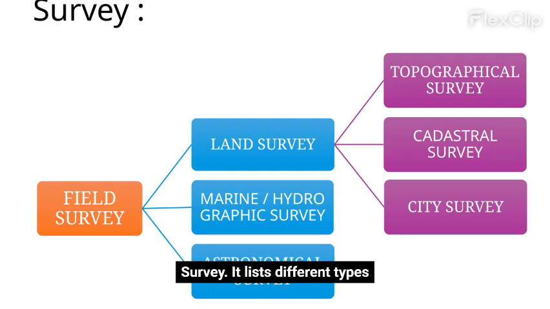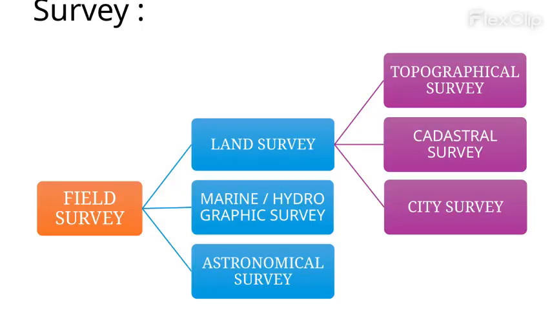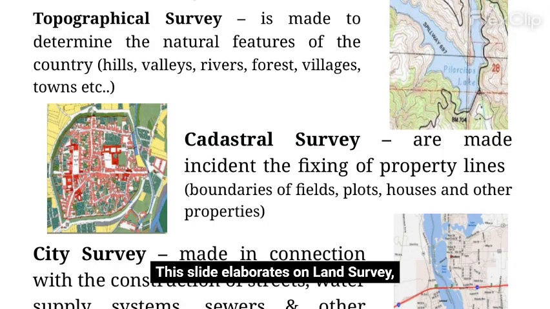It lists different types of field surveys including land survey, further divided into topographical survey, cadastral survey, and city survey, as well as marine/hydrographic survey and astronomical survey. This slide elaborates on land survey, breaking it down into topographical survey, which determines natural features, cadastral survey, which fixes property lines, and city survey, which is related to the construction of streets, water supply systems, and sewers.